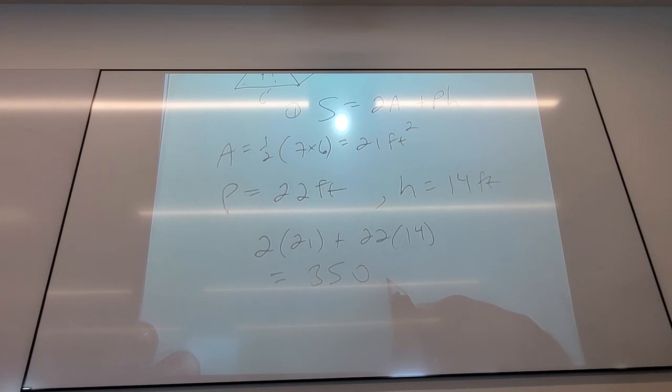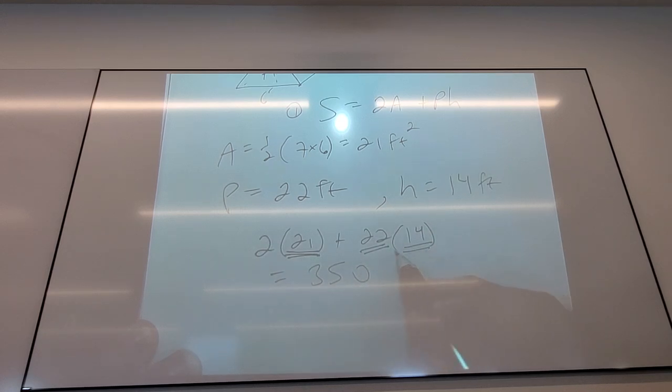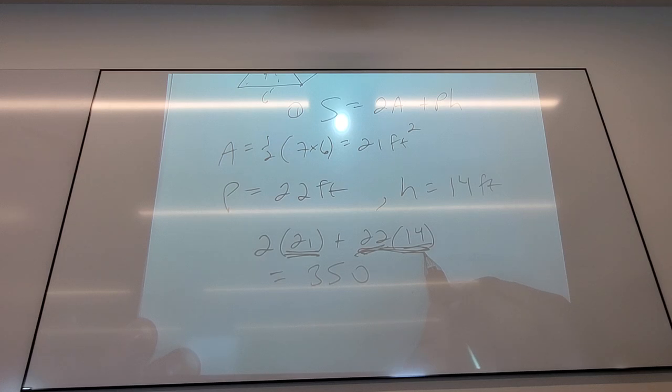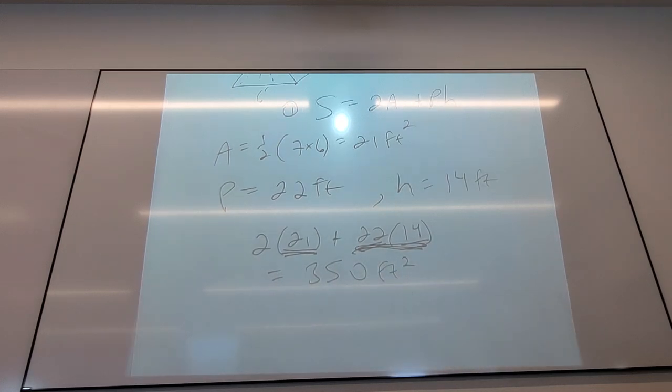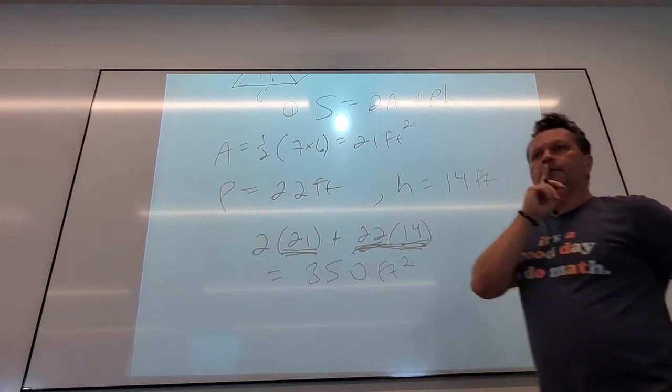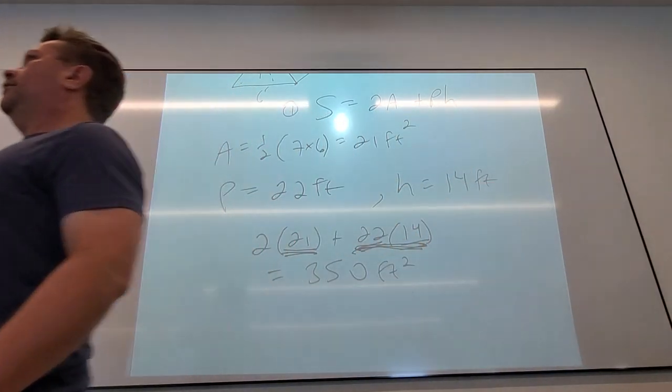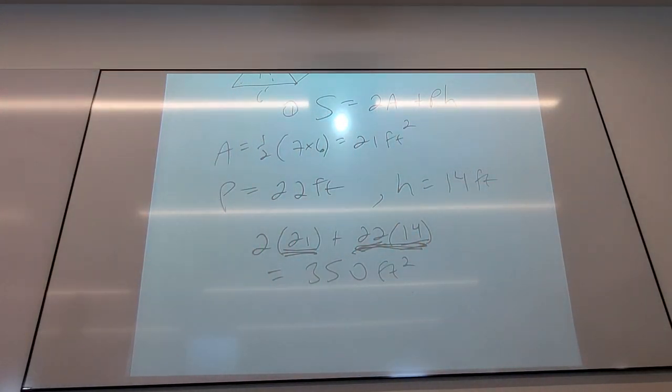350 what? What was this, by the way? This is 21 what? Square feet. This was 22 feet. This was 14 feet. So this is all feet squared. So of course this is square feet because it's an area, yes? It's the surface area. So it's got to be square units. So if I ask you for a volume, you know you better end up with cubed units. If I ask you for an area of any stripe, you better end up with square units, yes?